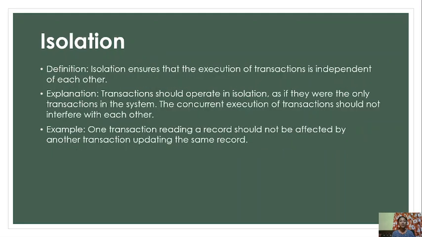The next one is isolation, which ensures the execution of transactions is independent of each other, and transactions should operate in an isolated way, as if they were the only transactions in the system. The concurrent execution of transactions should not interfere with each other. For example, one transaction reading a record should not be affected by another transaction updating the same record.